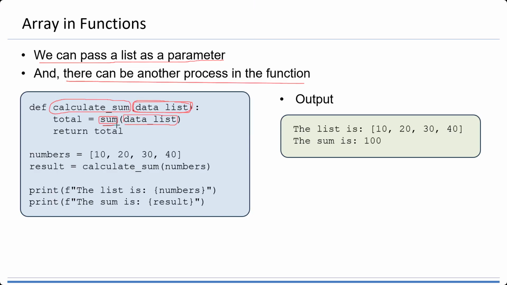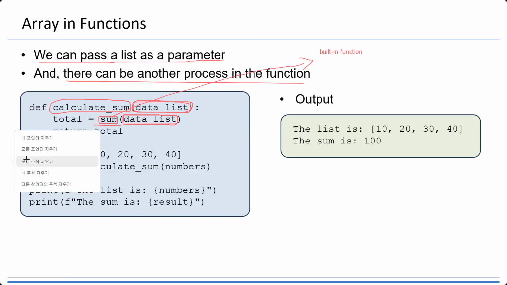So this is a built-in function. Okay, we'll call it a built-in function. So this function is a Python function for list, for tuple, and when the data elements are numbers, when you call sum, it automatically calculates the summation.